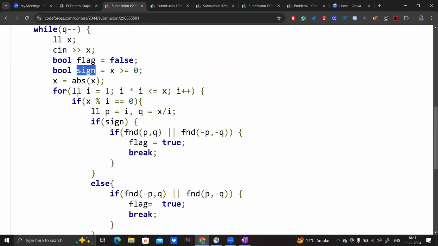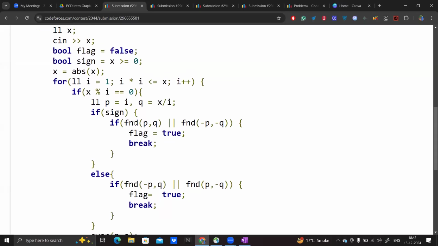Okay. Then I iterate over the factors of x. I start from 1 and I stop at root x, like I into I is less than or equal to x. Now if x mod I equals 0, that means I is a factor. Therefore, x by I is a factor. So p and q are my factors.